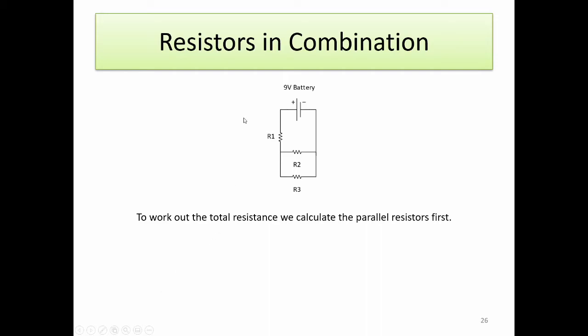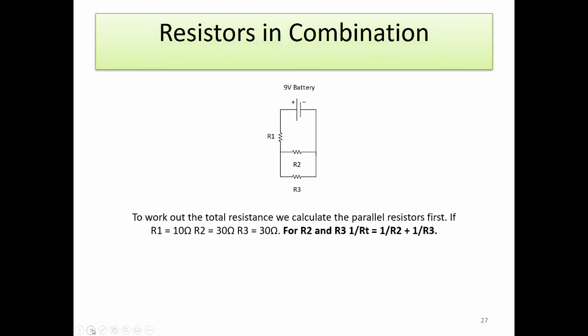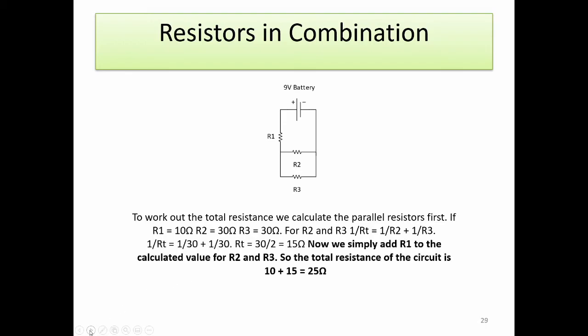Now we come to resistors in combination. So in this circuit, we've got 2 resistors in parallel and then 1 in series. So we have to work out the parallel resistors first. So if R1 is 10 ohms, R2 is 30 ohms, and R3 is 30 ohms. For R2 and R3, 1 over RT equals 1 over R2 plus 1 over R3, which equals 1 over 30 plus 1 over 30. Therefore, RT equals 30 over 2, which equals 15 ohms. Now we simply add R1 to the calculated value for R2 and R3, so the total resistance of the circuit is 10 plus 15 equals 25 ohms.